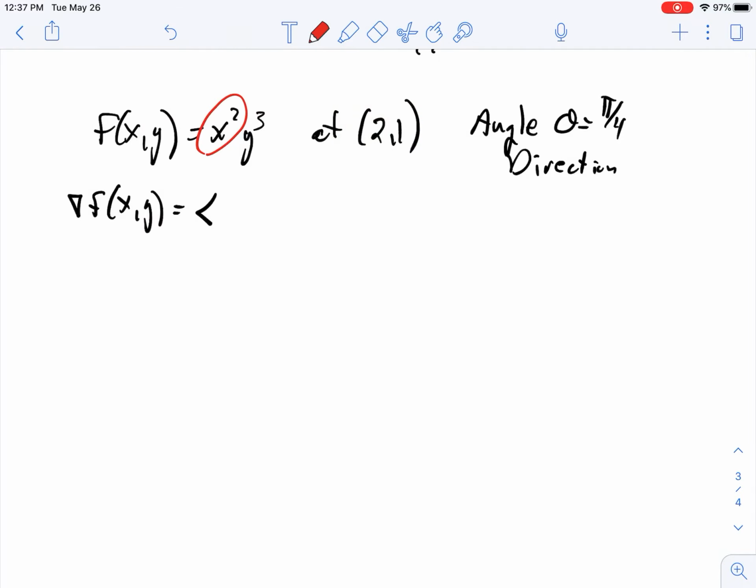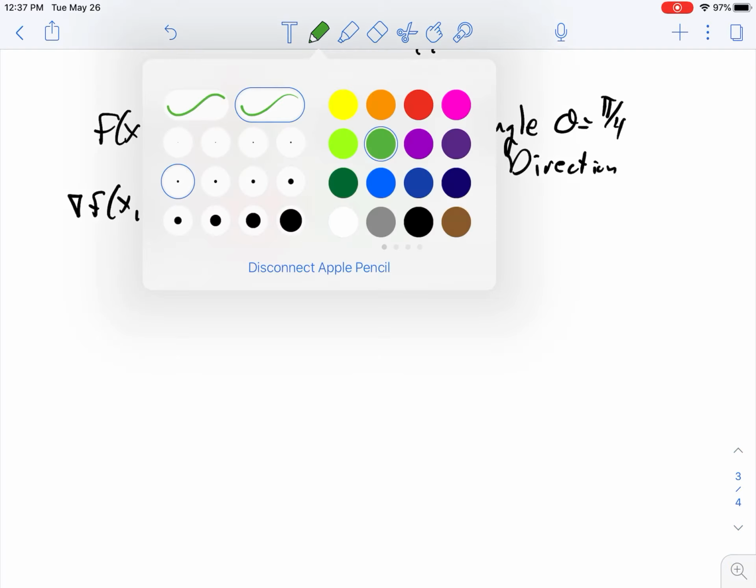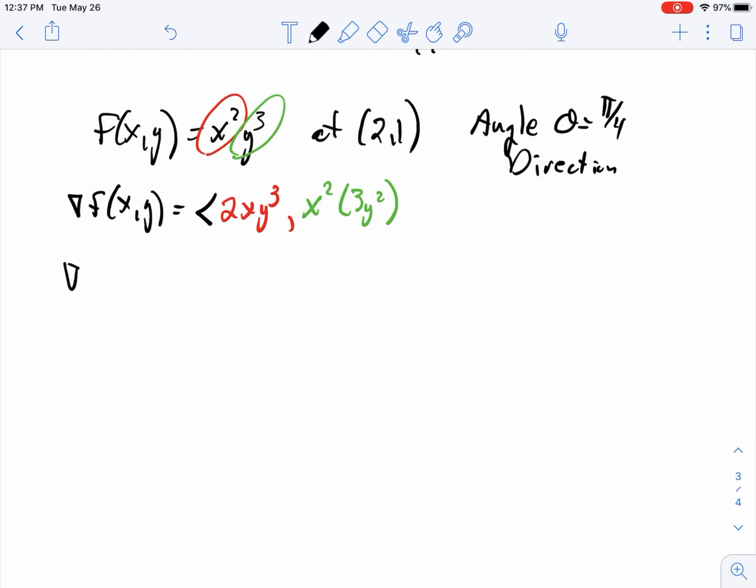So the derivative of x squared would be 2x y cubed. And the derivative of y, x squared, would be 3y squared. All right, so now let's come back in, and we're going to do this at 2, 1. And I do believe this is 4, 12.